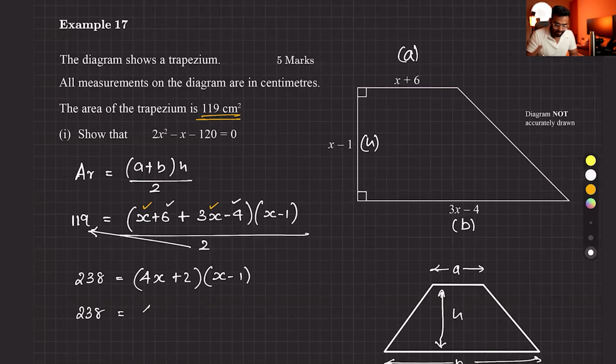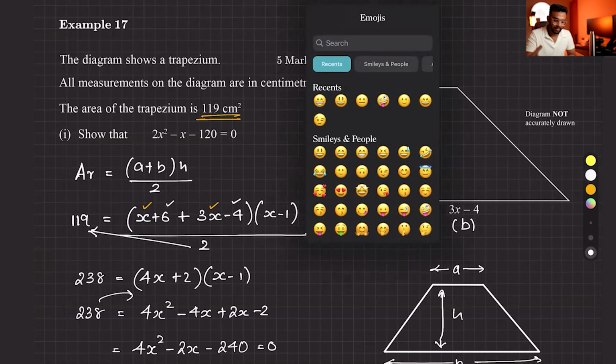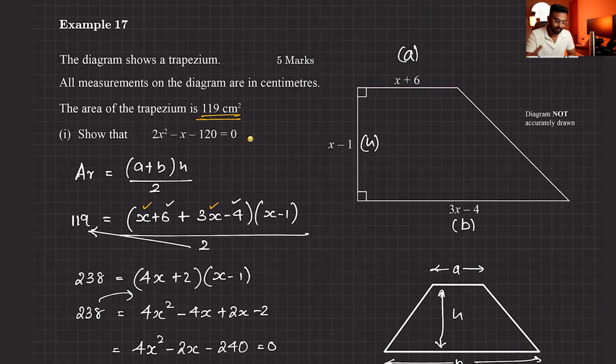238 equals 4x squared minus 4x plus 2x minus 2. Take that 238 there, so you can get 4x squared minus 2x minus 240 equal to 0. And then we will simplify it. So this will become 2x squared minus x minus 120 equal to 0. And that is what we have over there.